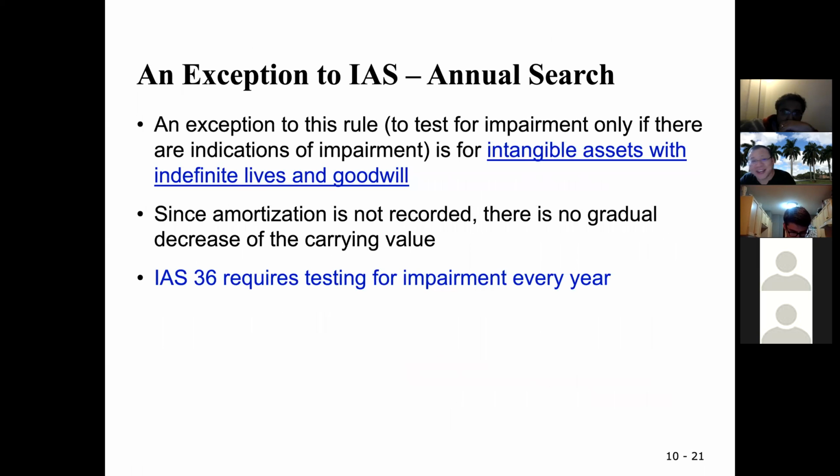Exceptions, okay? Exceptions to IAS 36 are intangible assets with indefinite lives and goodwill, okay? You have to test these for impairment every year. For intangible assets with indefinite lives and goodwill, you have to test impairment every year, okay? So for a patent, for goodwill, you have to test it every year.